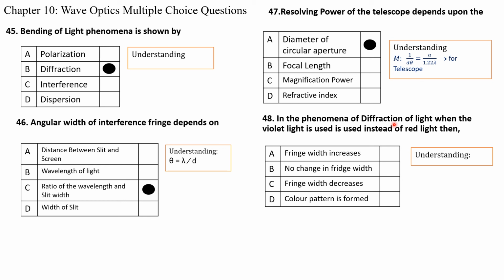Next question. In the phenomena of diffraction of light, what happens when the violet light is used instead of red light? We should know that the fringe width decreases when we use violet light instead of red light. The correct answer is C.